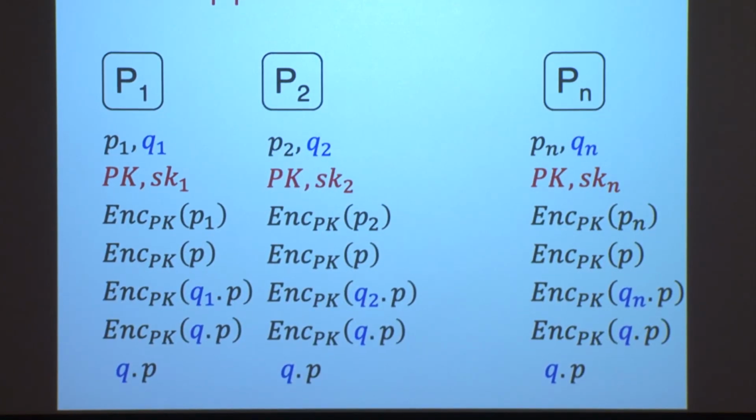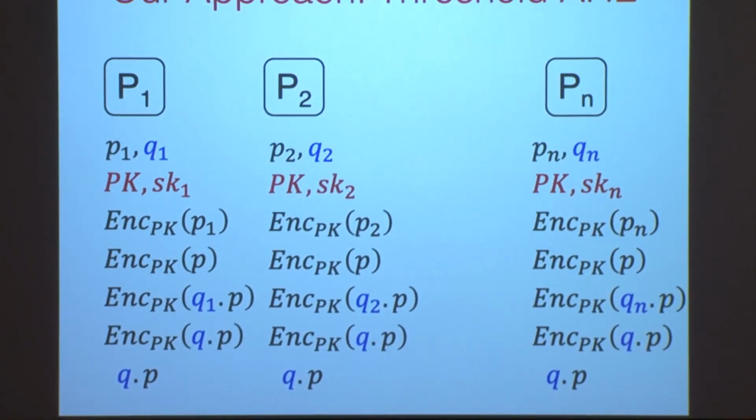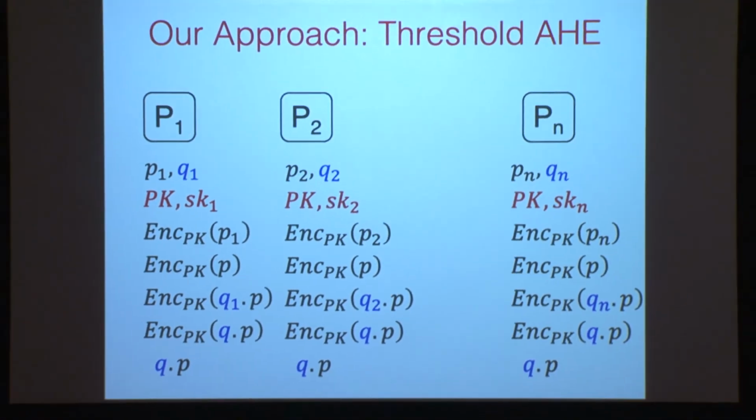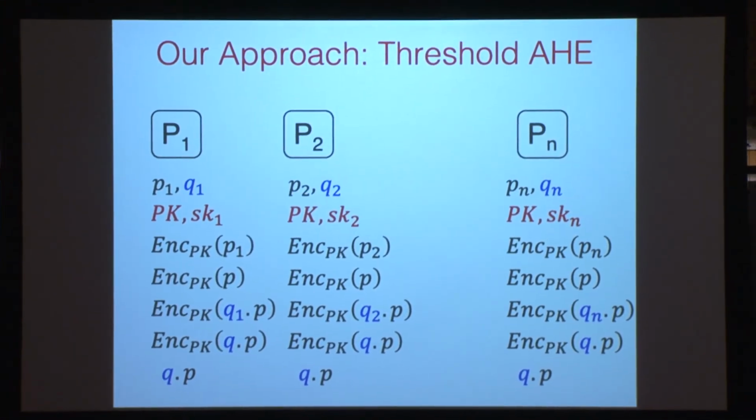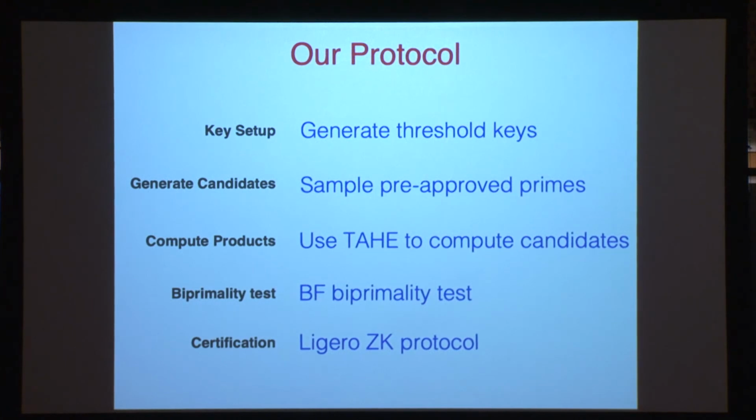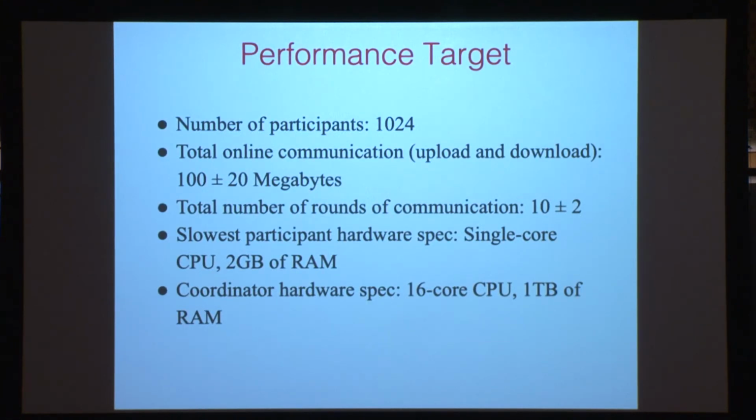All right, so I already mentioned all the broadcasts here can be reduced. There are 3 broadcasts. They can be reduced from quadratic to linear. And this is our protocol. You generate threshold keys. You sample pre-approved prime numbers. You multiply them using threshold additively homomorphic encryption. Do the biprimality testing, and finally, for the one that succeeded, you prove in zero knowledge. Justin already mentioned these; these are our targets.